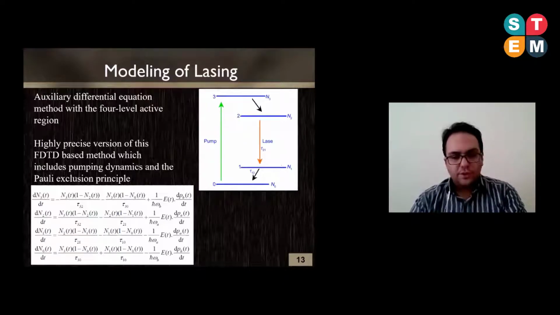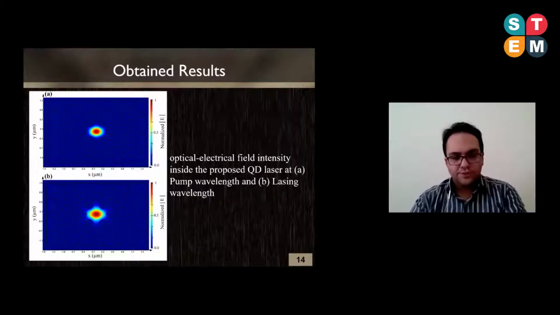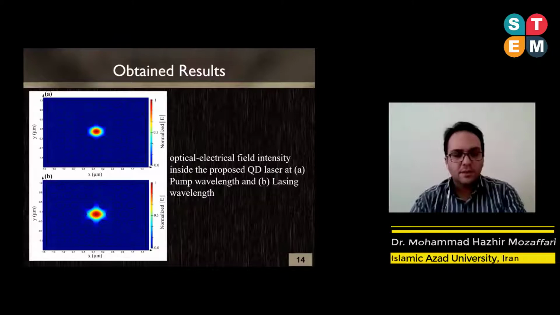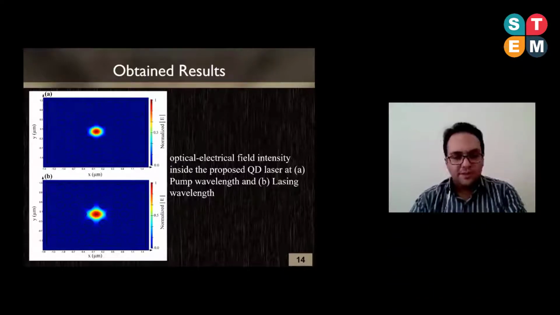As mentioned earlier, in our proposed design, the laser cavity supports 2 resonant modes coinciding with the pump and lasing wavelengths. This figure shows the distribution of the optical electric field intensity inside the cavity at the pump wavelength and the lasing wavelength. Part E is for the pump wavelength and B is for the lasing wavelength. As shown here, the pump signal is completely focused on the quantum dot, through which the visibility of lasing is provided for the quantum dot.